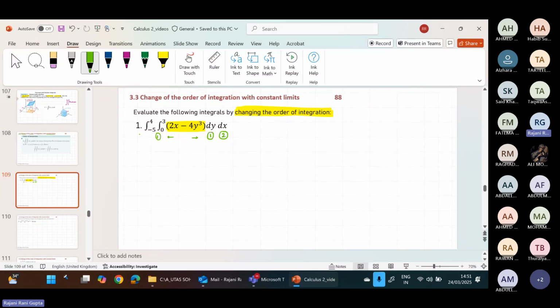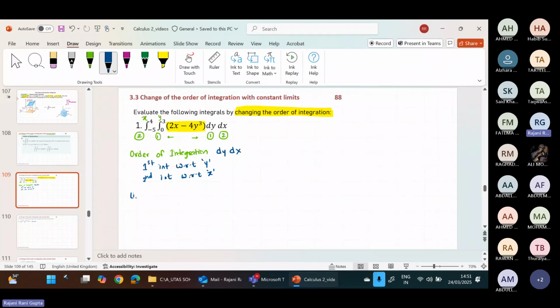So this is 1, this is 2. It means these are the limits for y, outside are the limits for x. So here, the order of integration is dy dx. It means first integrate with respect to y, and after that second time integrate with respect to x. Okay, this is the order of integration.